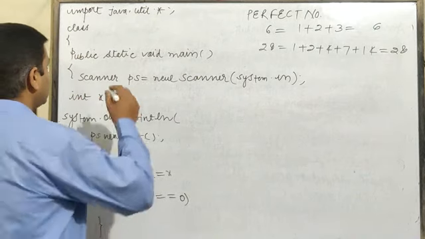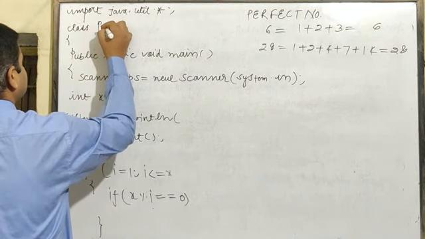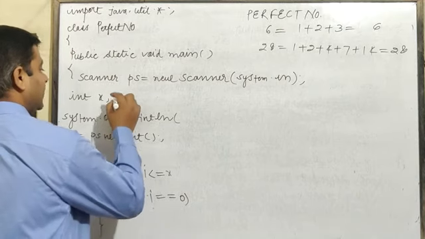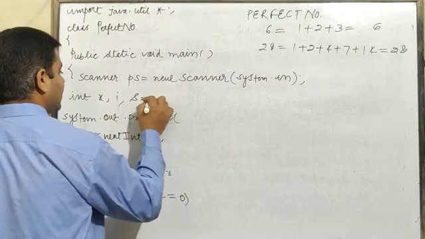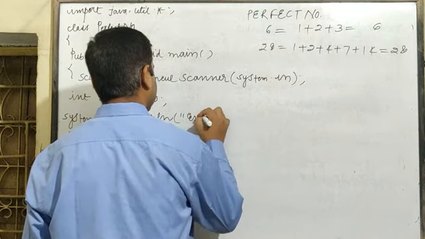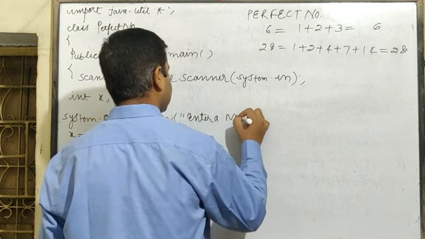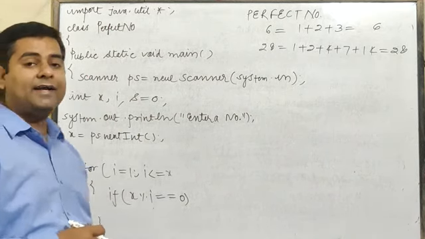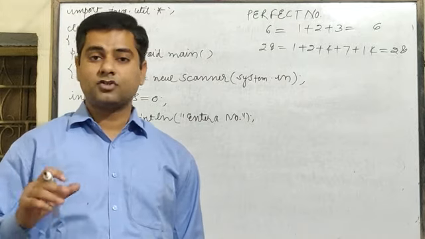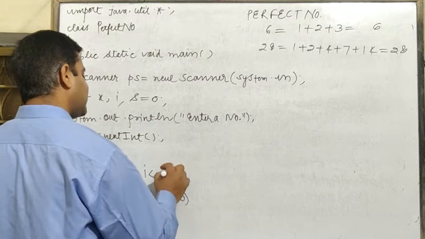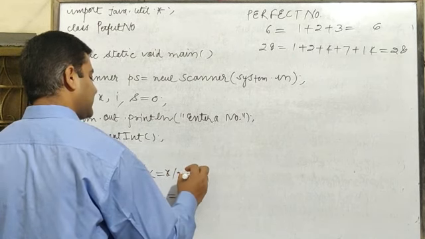So first of all, write down the class name, Perfect number. This is the class name. X we are taking, loop variable I we are taking, sum of factors s equals 0 we are taking here. Ask the user to enter a number, System.out.println enter a number. So x equals ps.next, the number we have input here. Now we have to find the sum of factors of x, excluding itself. So I equals 1, I less than or equal to x upon 2. We are running the loop till x by 2.